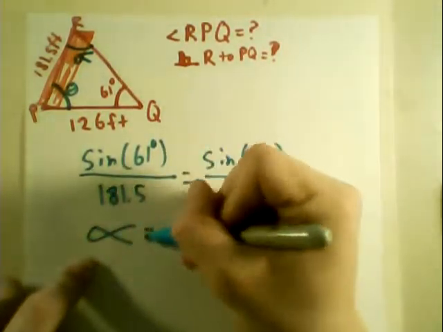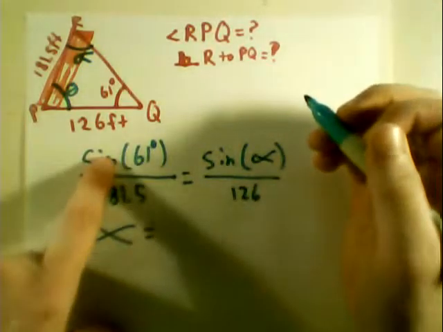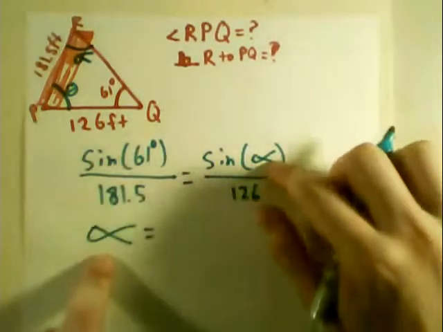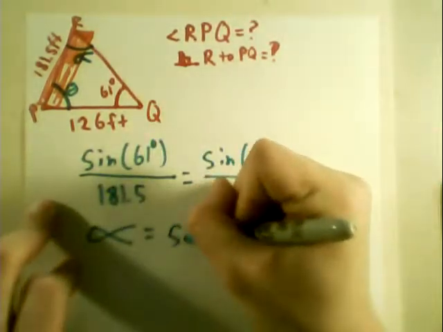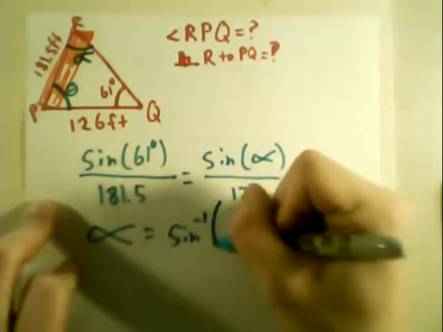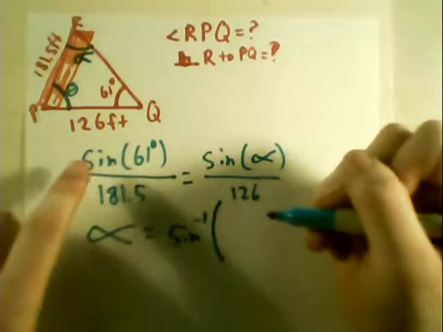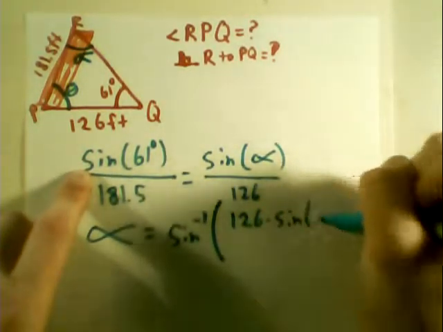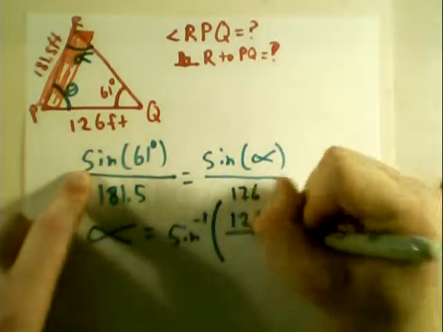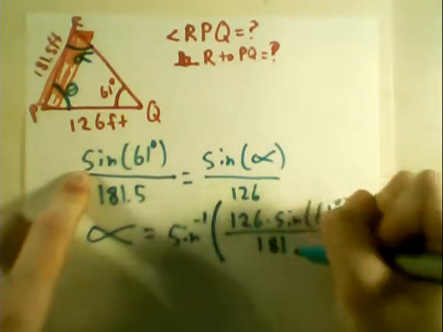I'm going to go ahead and cheat this because I know that this will multiply by this and this will multiply by this, but then we'll have to divide this over. So once we completely go through, it's going to look like this. 126 times this divided by 181.5.